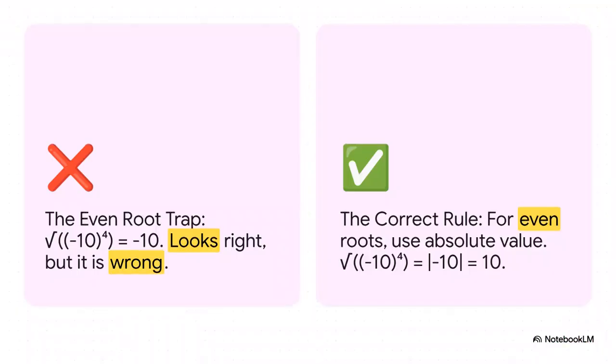First up, the even root trap. Your brain looks at the square root of -10 to the 4th power, and it says, oh, easy. The root and the power cancel out, so the answer is -10. Makes perfect sense, right? But here's the trap. With an even root, like a square root, the final answer can't be negative. You have to take the absolute value, which makes it +10. This one little rule trips up just about everyone.